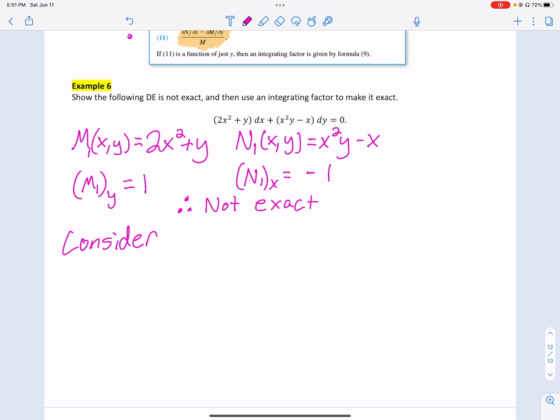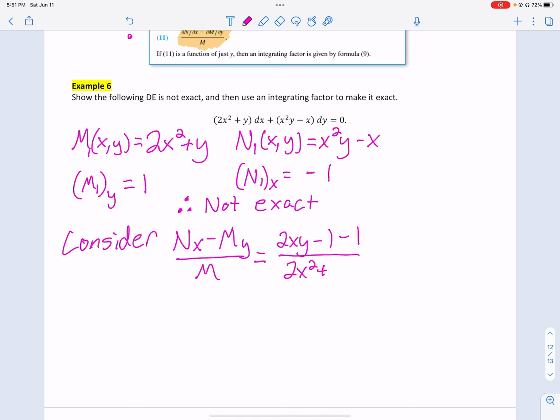So the first one I'm going to consider is, let's do Nx minus My over M. That's the second one. I plug all this stuff in. Okay, so that's 2xy minus 1 divided by 2x squared plus y. If I work all this out, I can manipulate some. I'll show you where I got to here. But it doesn't really help me out much at all, right? The x's and y's are still there. That tells me that that doesn't work.